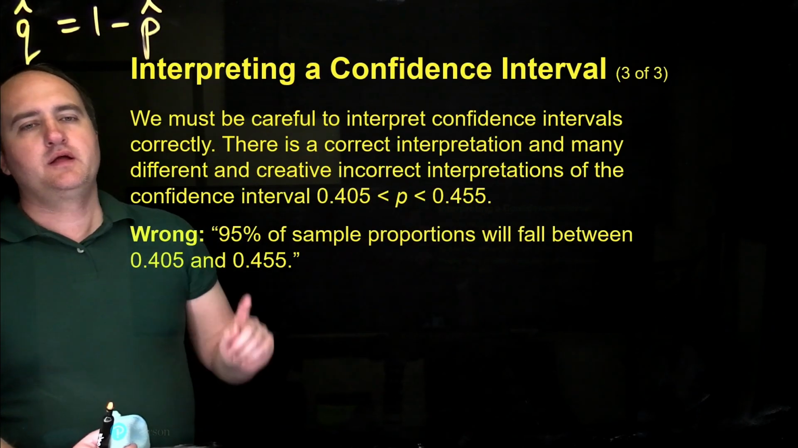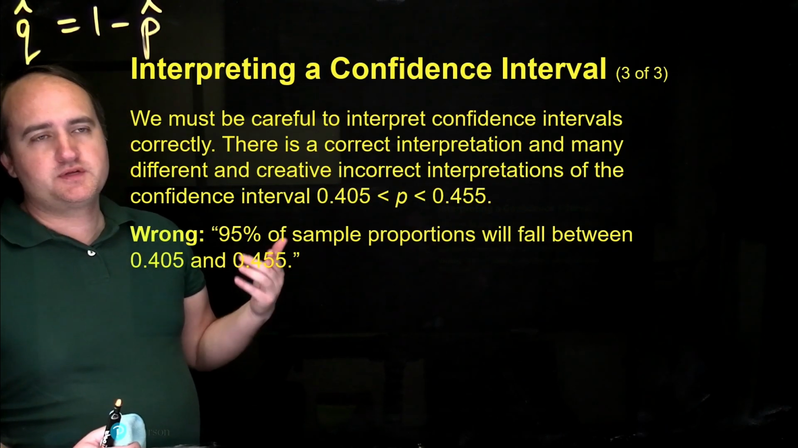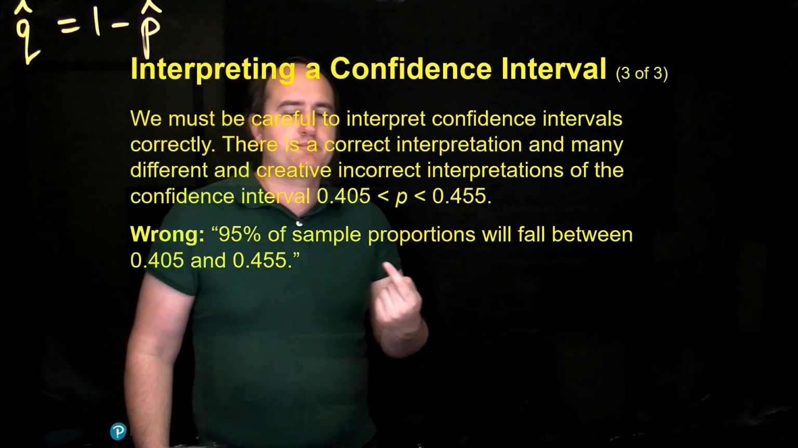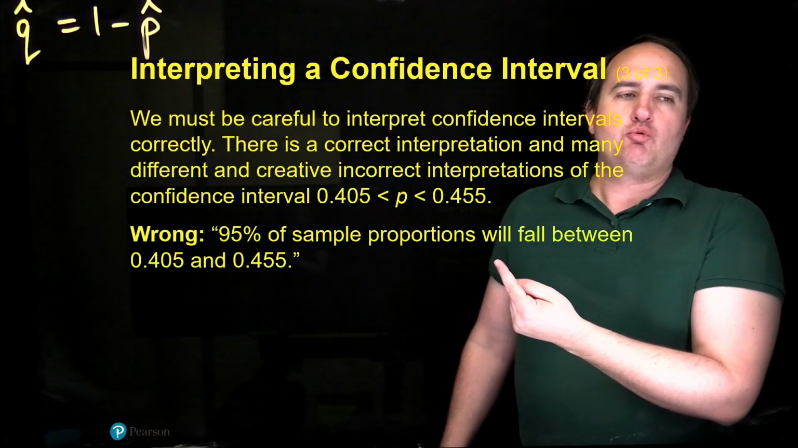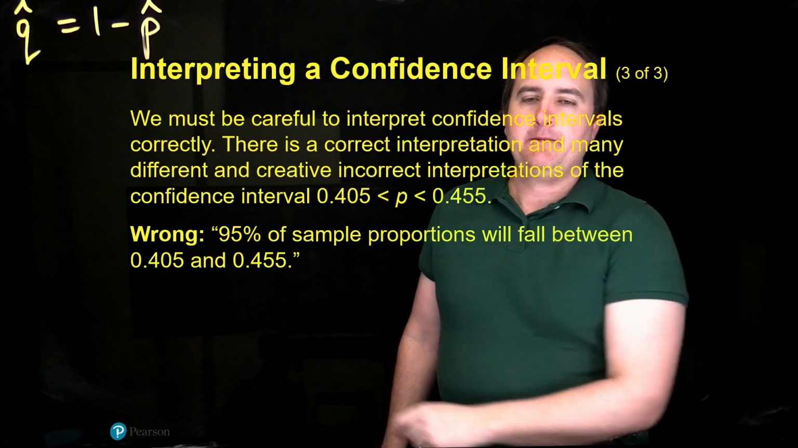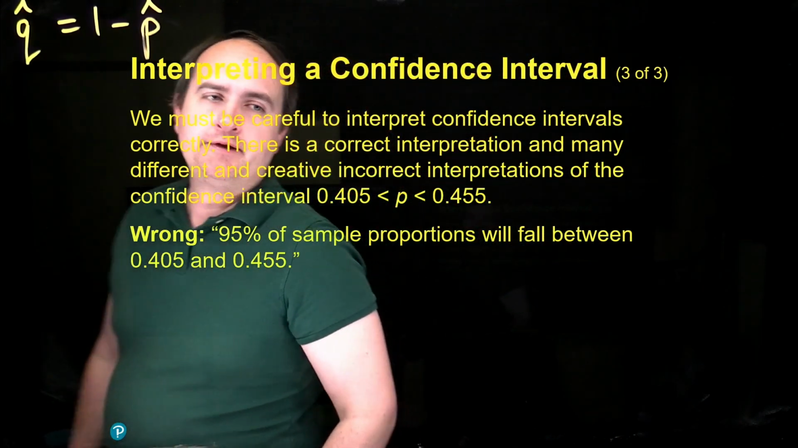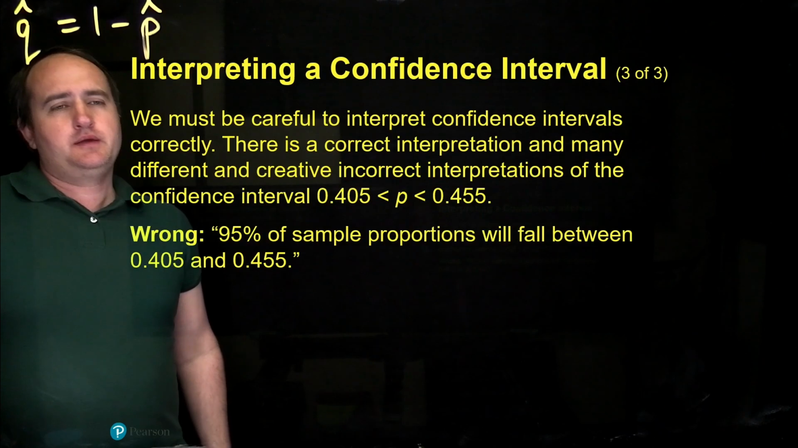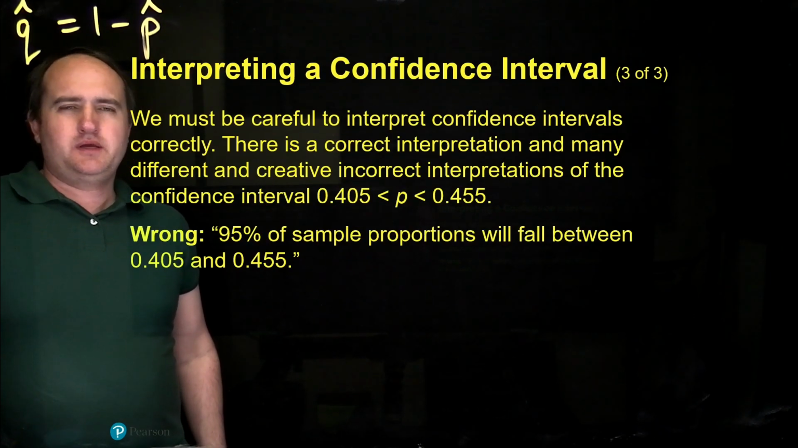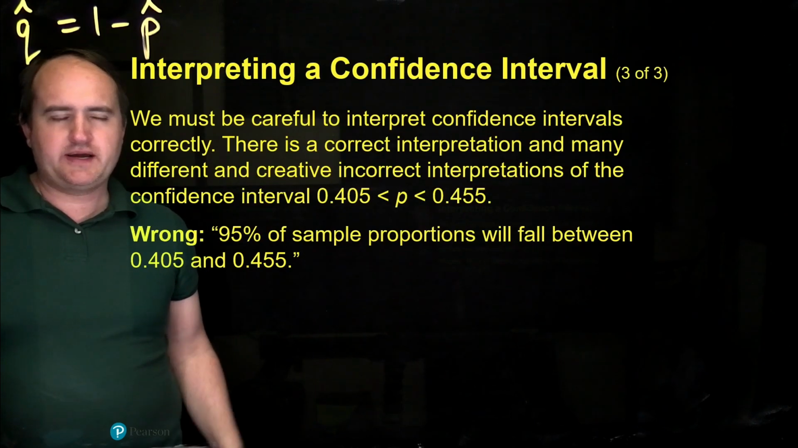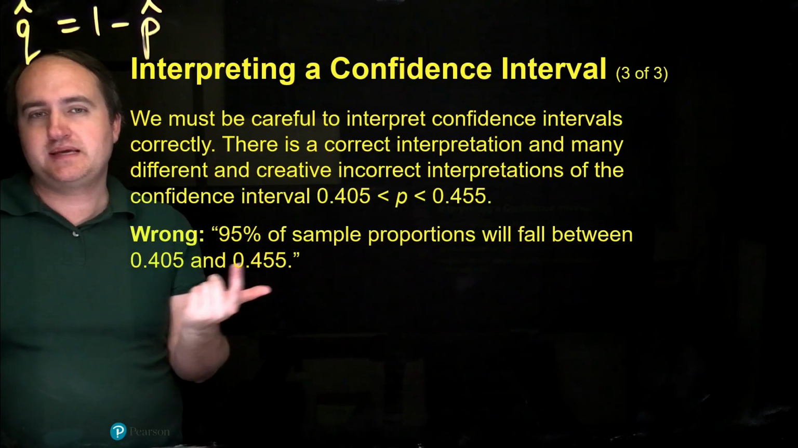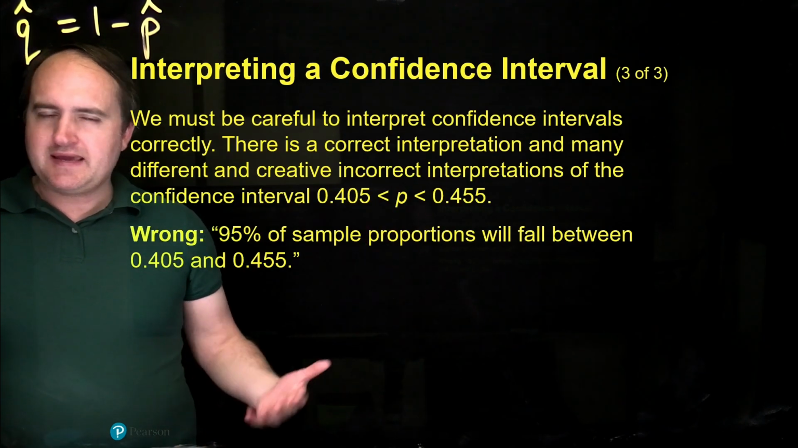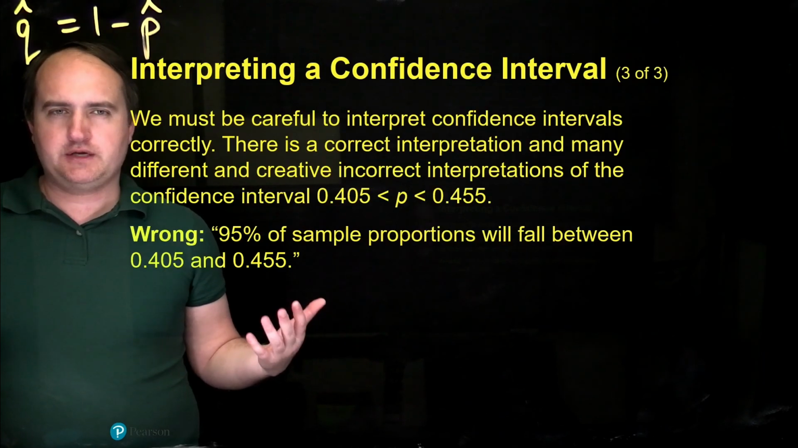Okay, another wrong way of interpreting a confidence interval is to say 95% of sample proportions, remember sample proportions are p hat, will fall between 0.405 and 0.455. The reason that one's wrong is it's making it sound like we're estimating the sample proportion p hat rather than the population proportion p. So p hat is going to be fixed.